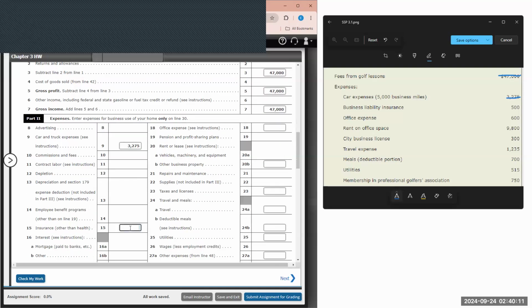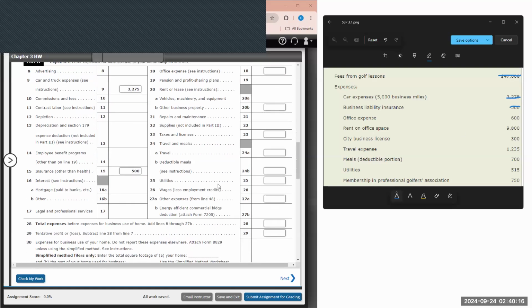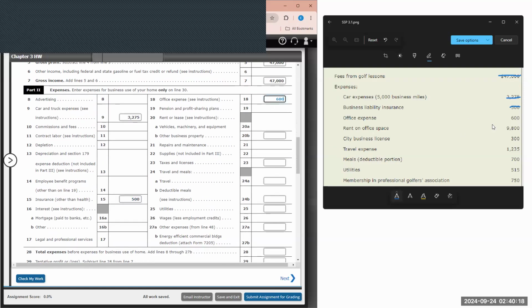We have business liability insurance for $500. We've accounted for that. We have office expense of $600. We've accounted for that. Rent on office space. So we have rent for vehicles, machinery, and equipment, and then we have rent for other business property. So we would input the amount on 20B. Our city business license for $300. Travel expenses of $1,235.